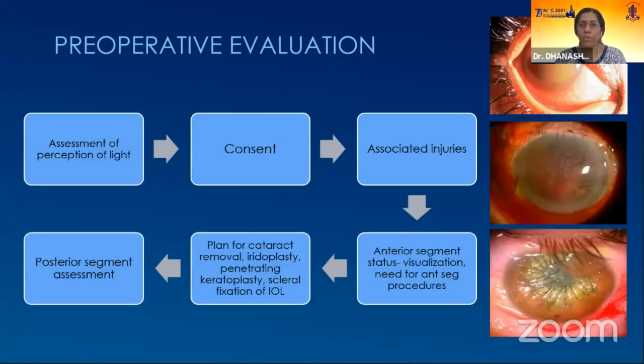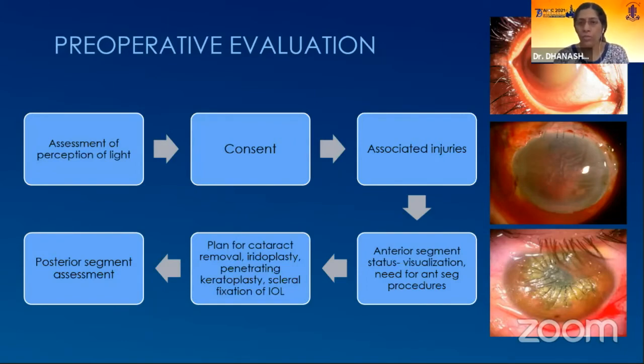A preoperative evaluation is a must. You must ascertain perception of light, and sometimes a VEP can help if you are not able to ascertain whether the patient can see the light. Consent and proper counseling is very important. Associated injuries, especially of the anterior segment, must be evaluated, and you must see whether it is possible to have good visualization, as you can see in these few examples here. And so if any combined surgery is necessary, such as a cataract removal or iridoplasty or penetrating keratoplasty or scleral fixation, that can be combined with your posterior segment repair.